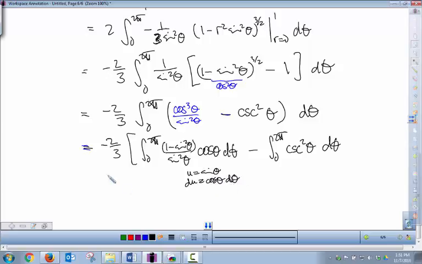This is one of those, not substitutions, but trigonometric integrals. If you have a sine or a cosine to an odd power, you want to take one of those sines or cosines out and then use an identity to make a u substitution. And then this one is negative cotangent. Right? Derivative of tangent is secant squared.